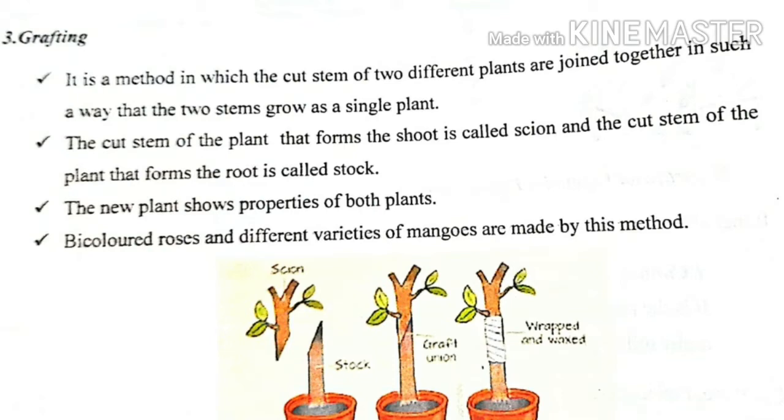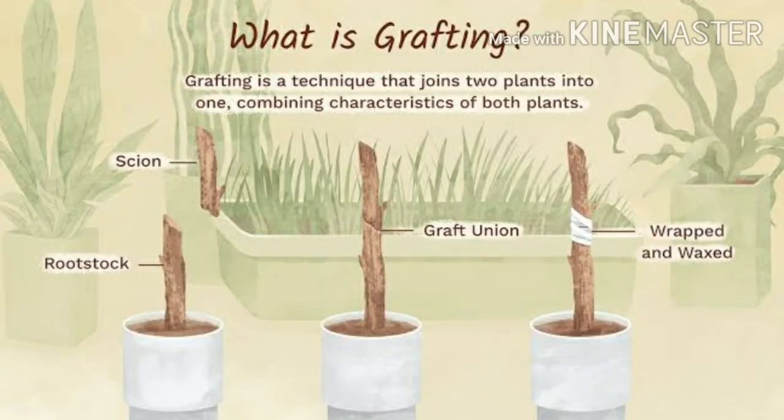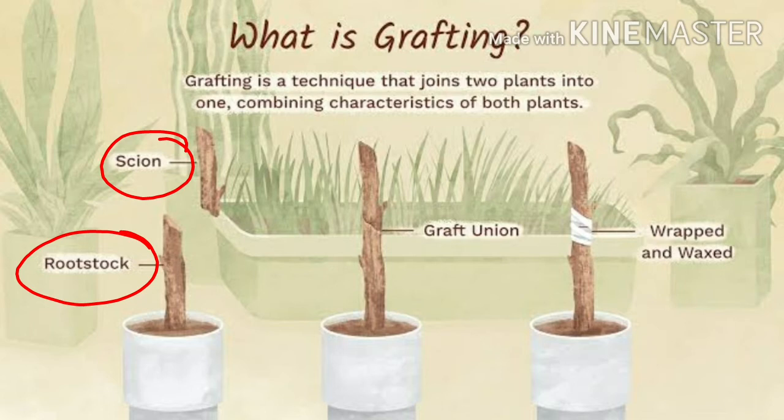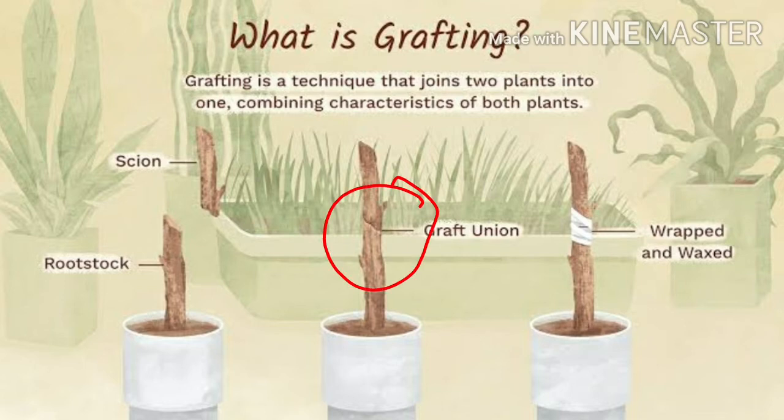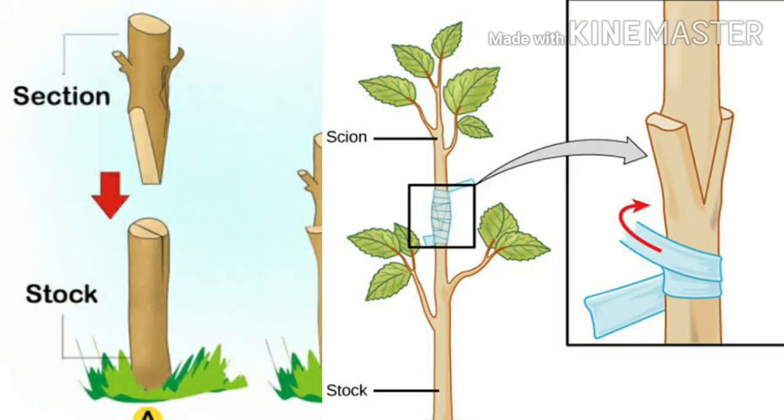The first part above the plant is forming the scion, and the cut stem below the plant that is forming the root will be known as the stalk. So you have the scion and the stalk. Now here we are joining the two plants together and they are going to grow as a single plant, and the new plant will show the properties of both the plants.